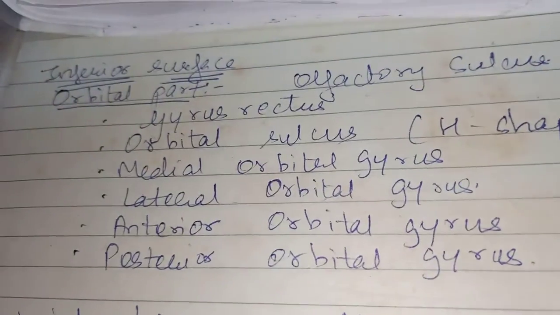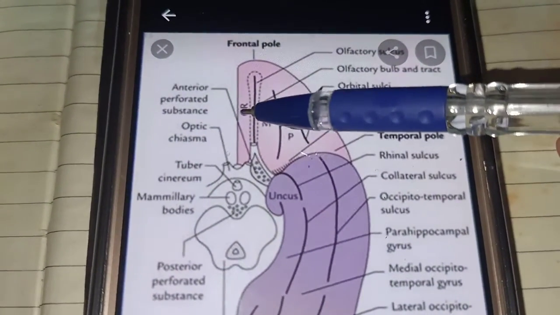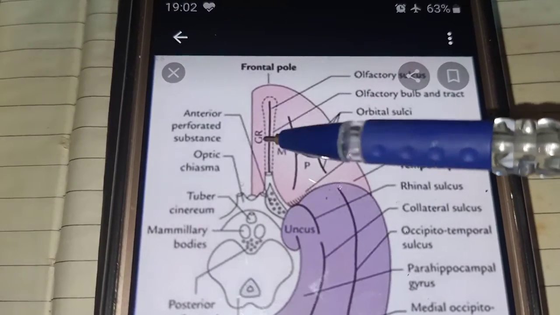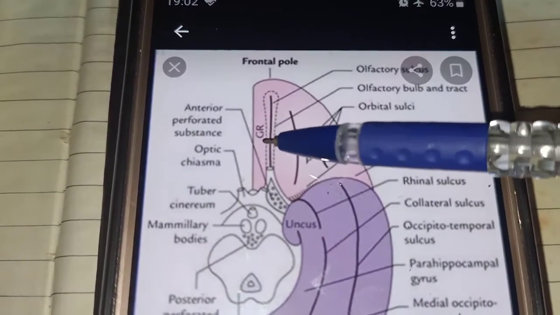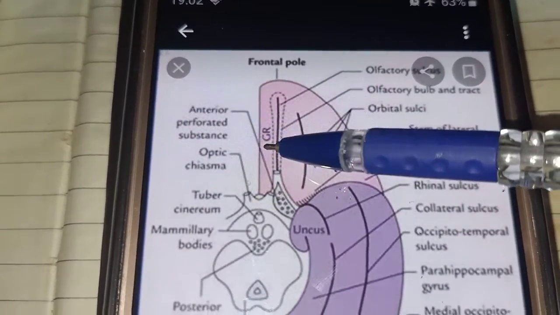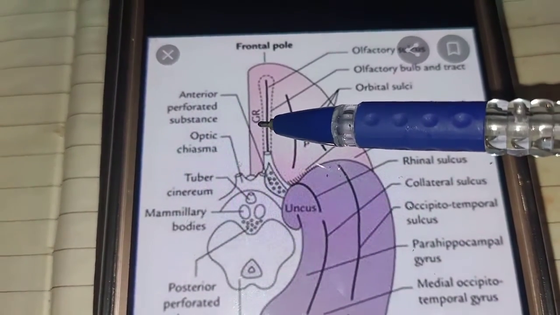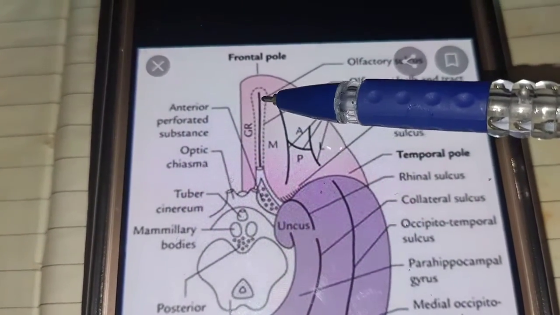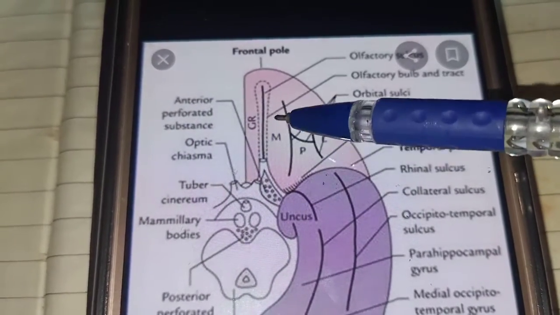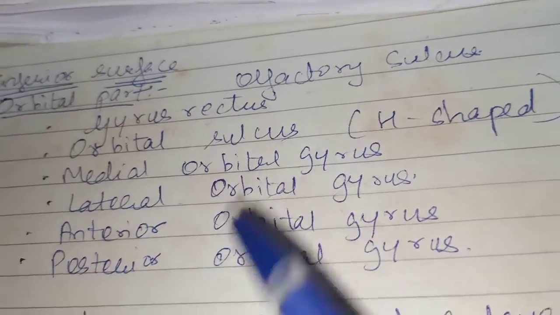The next is the gyrus rectus. Immediately next to the olfactory sulcus is the GR. This GR is the gyrus rectus. So first is the olfactory sulcus, this black one, and this is the gyrus rectus. Next is the orbital sulcus.